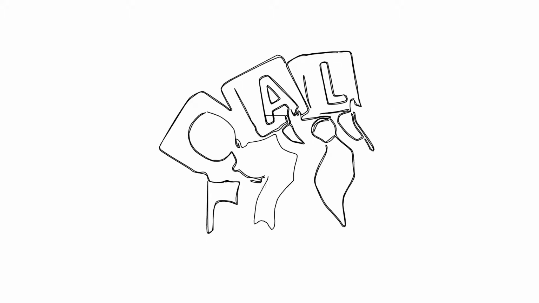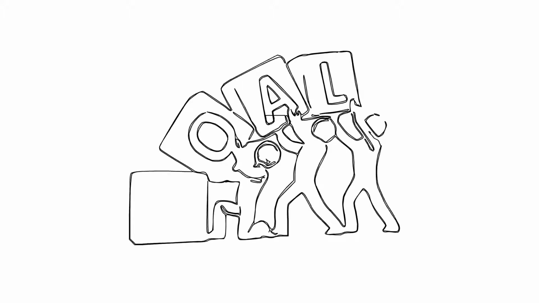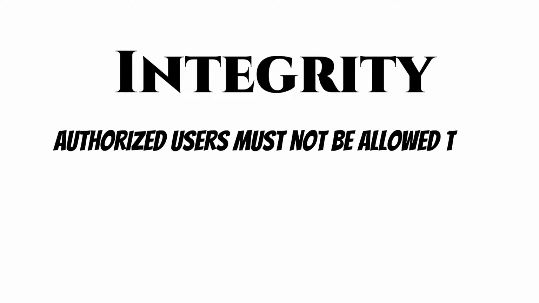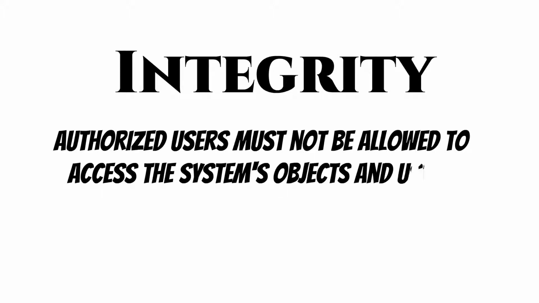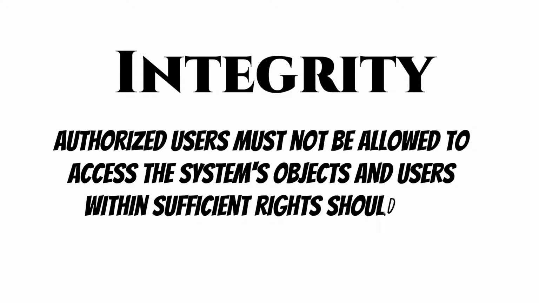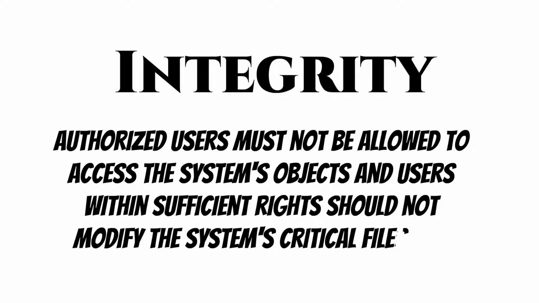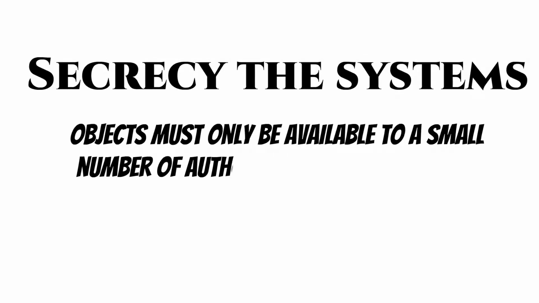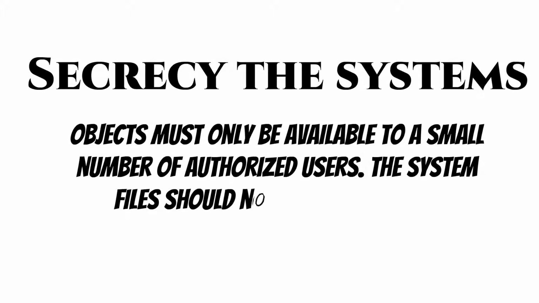The goals of a security system. There are several goals of system security. Some of them are as follows. Number 1. Integrity. Unauthorized users must not be allowed to access the system's objects, and users with insufficient rights should not modify the system's critical files and resources. Number 2. Secrecy. The system's objects must only be available to a small number of authorized users. The system files should not be accessible to everyone.